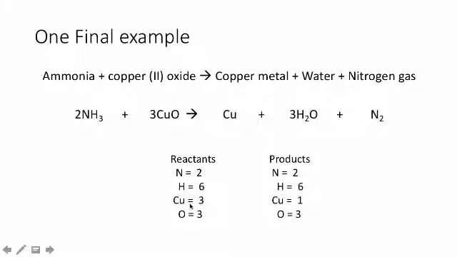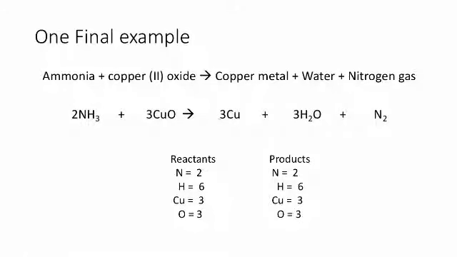So the last step would be to add a coefficient in front of the copper on the product side to increase the number of copper atoms there. Once this is done, you can see that the reaction is actually balanced because the number of atoms of each element is the same on the reactants and product side.